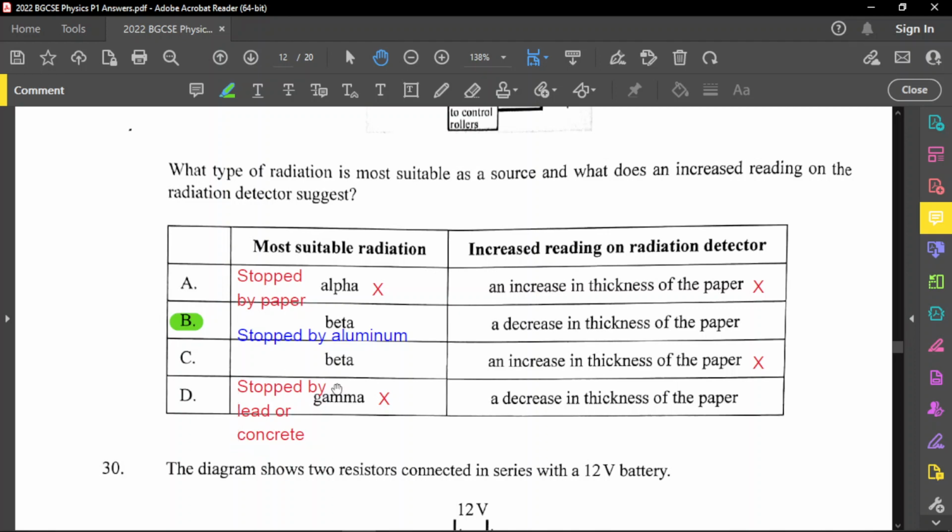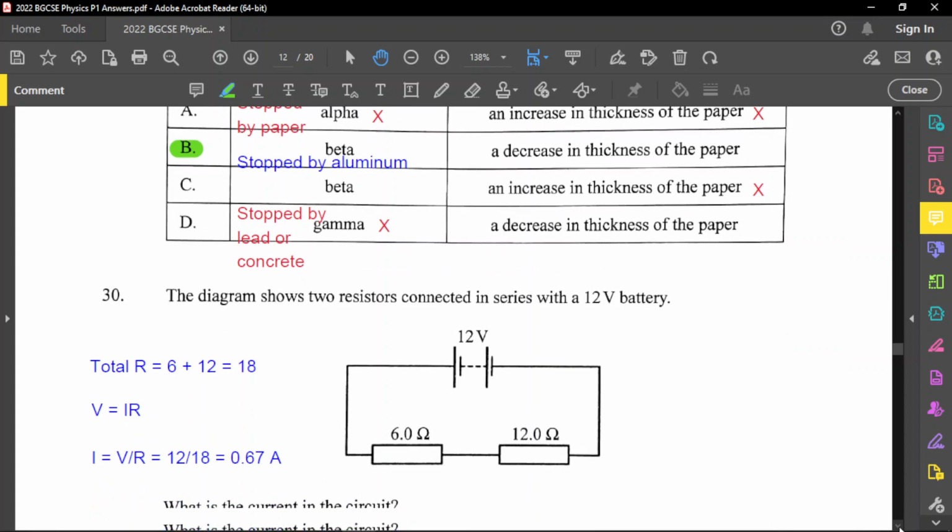The reading will always be high if you're just passing the detector through paper, because gamma is stopped by lead or concrete. So beta is best. Once you have an increase in reading, it means the thickness of the paper is less. With increased thickness, the reading will become less because it's harder for the radiation to pass through to the detector. So that's that for question number 29.